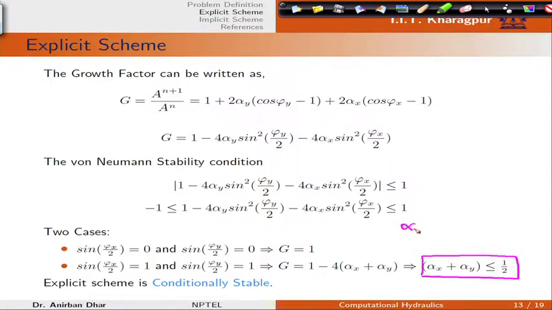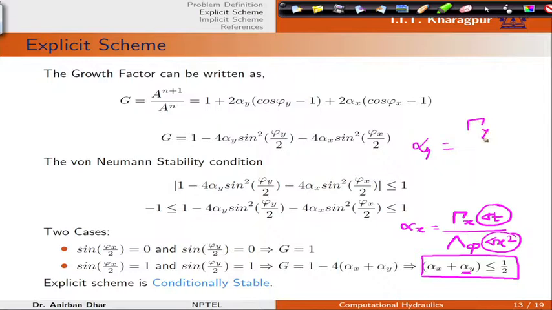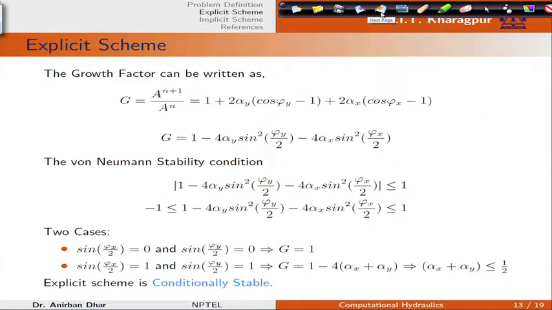Interestingly, this alpha x is gamma x delta t divided by lambda phi into del x square. So, in this case there is this delta t term and del x square term. Similarly, for alpha y, we have gamma y del t divided by lambda phi del y square. So, it relates our del t, del x, del y. So, we cannot specify arbitrary values for del t in case of explicit scheme; that should be related to del x. So, that is the condition.